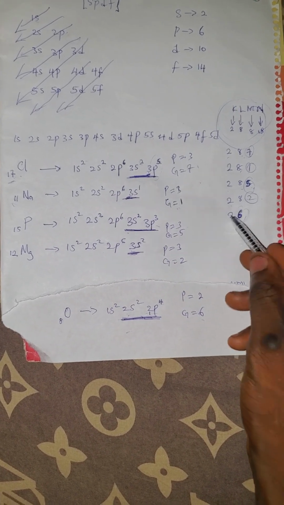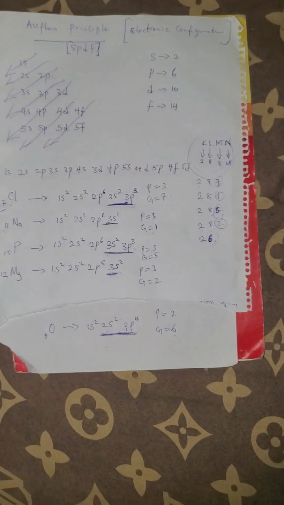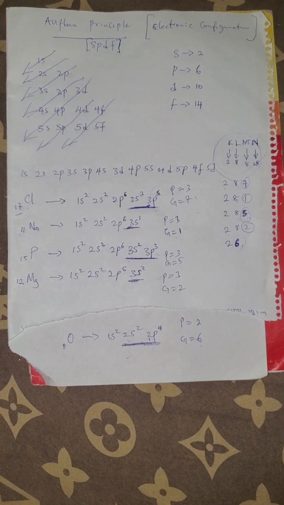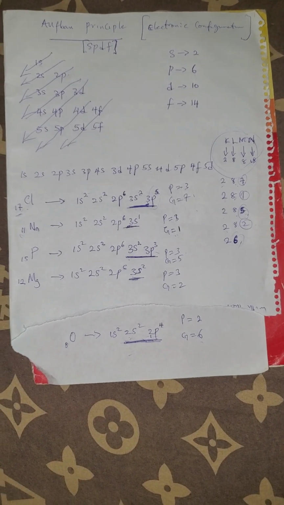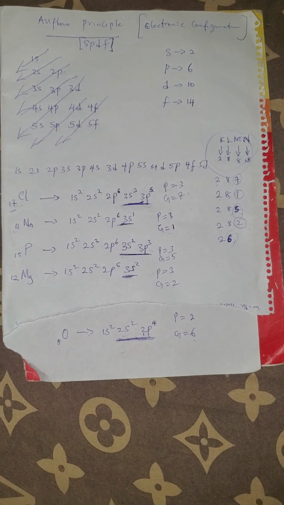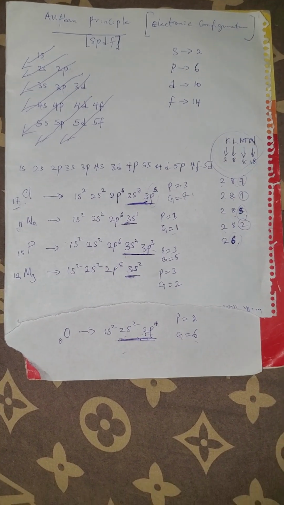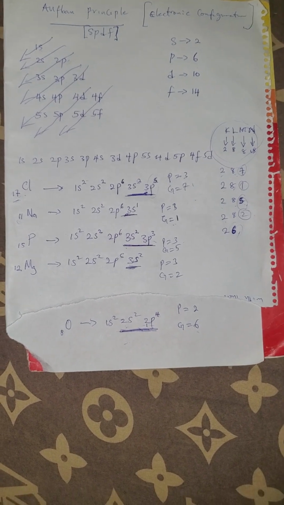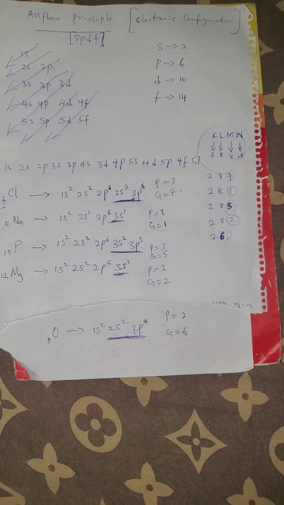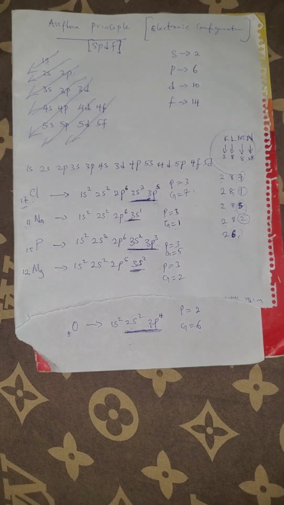Group 6, and the period is 1, 2. That's just period 2. That's how to detect the group and the period using the KLM principle, and at the same time using the SPDF principle. Now let us proceed to the properties of the periodic table.